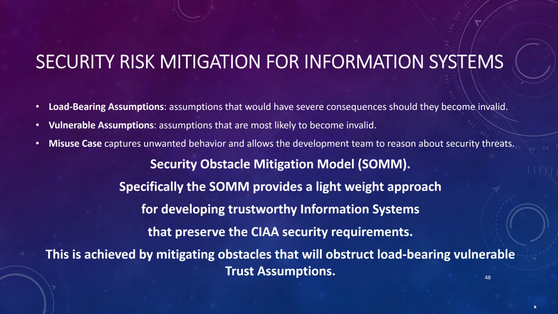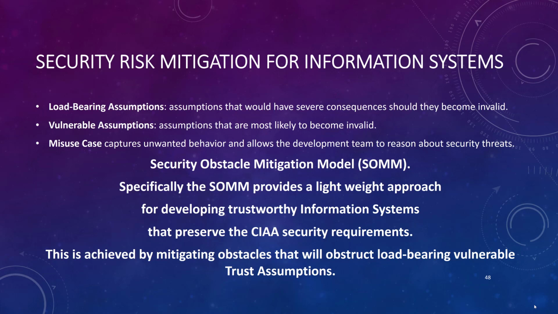Now, to do this, we're going to look at some of the assumptions that underlie that trust. Some of those are going to be load bearing. And just like a building, if the load bearing is compromised, it has severe consequences for the building. And if a load bearing assumption is compromised with relation to trust, it has severe consequences. There are also some things that relate to being vulnerable. And again, if that happens, the trust relationship or trust assumption becomes invalid. And finally, there are misuse cases. What things could someone do based on a security threat?